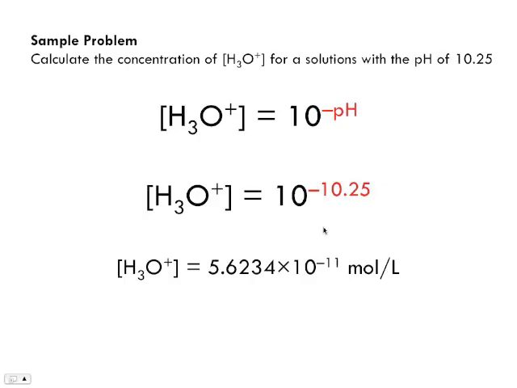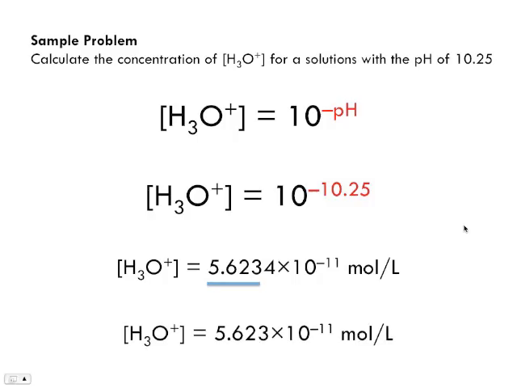The question has four significant digits, so we want the 5.623. We look at the number immediately following that, and it doesn't change anything. So the answer for this question becomes 5.623 times 10 to the power of negative 11 moles per liter.